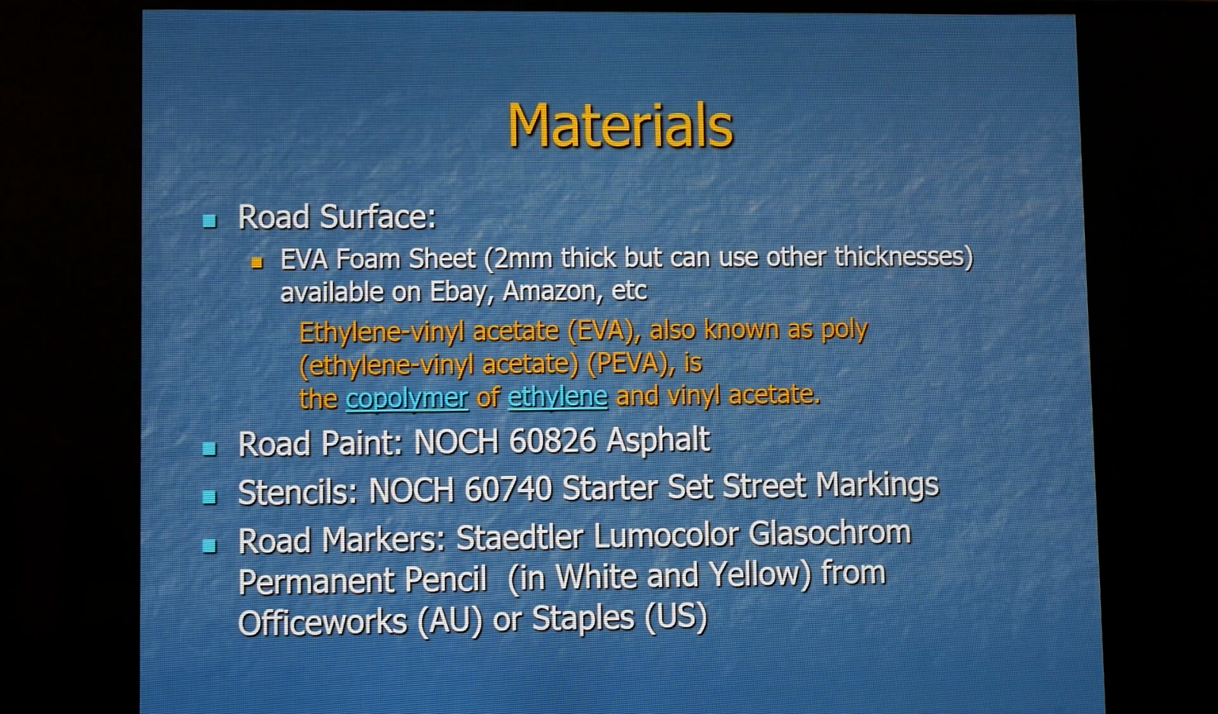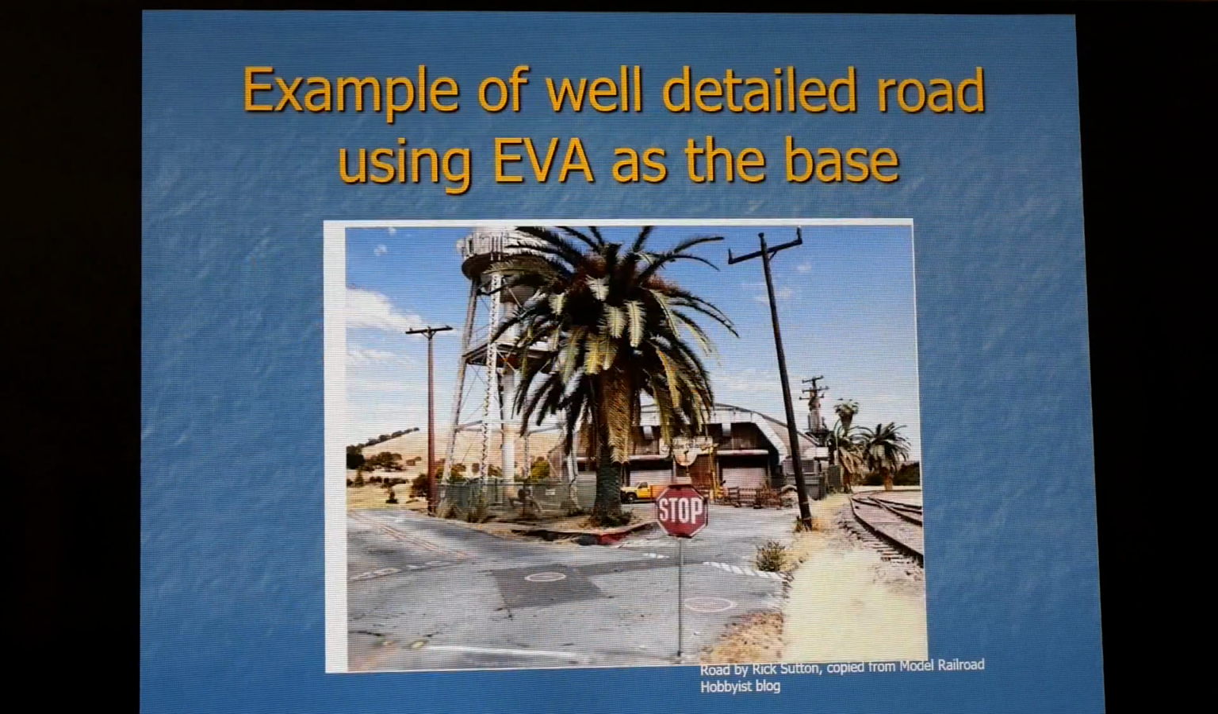The road paint I'm using at the moment is that Knock asphalt, and there's a part number there. The stencils, I'm using Knock Street Starter stencils, but I will be making other stencils of my own for other markings that I need, simply by downloading a picture from the internet, tweaking it a bit and then cutting it out. And these are the pencils, which, as I say, I get from the local office supply place.